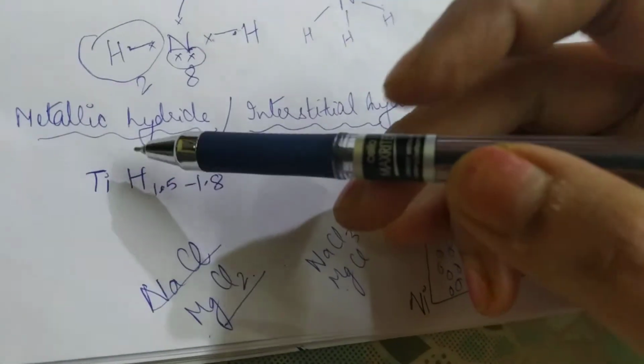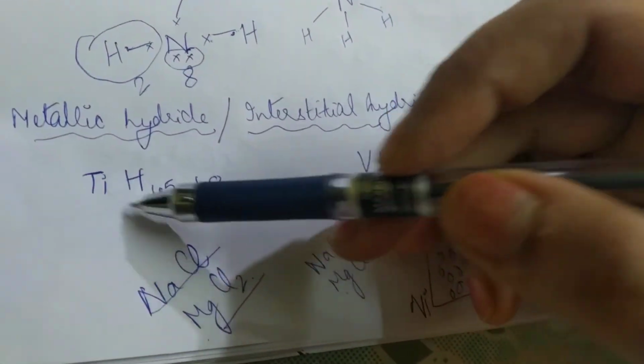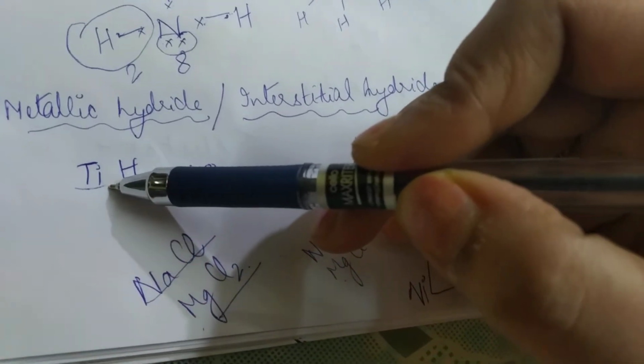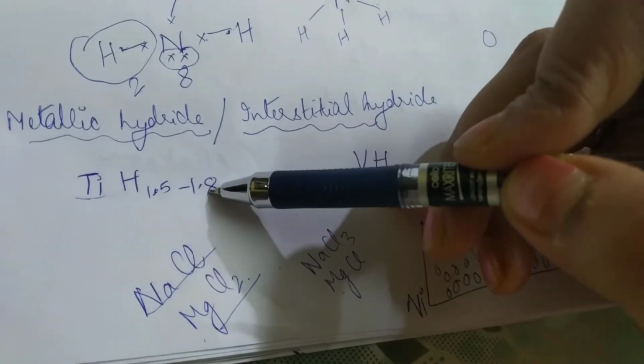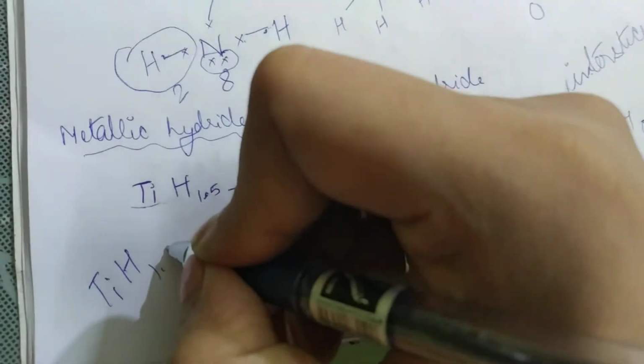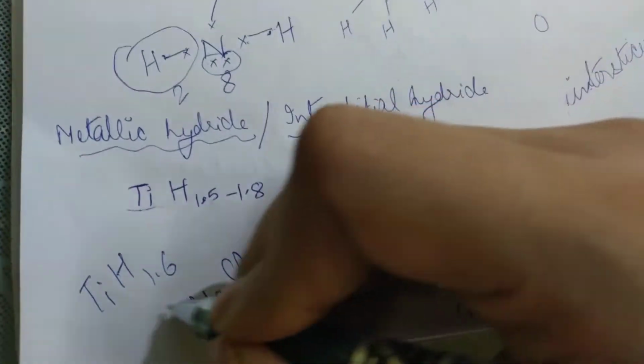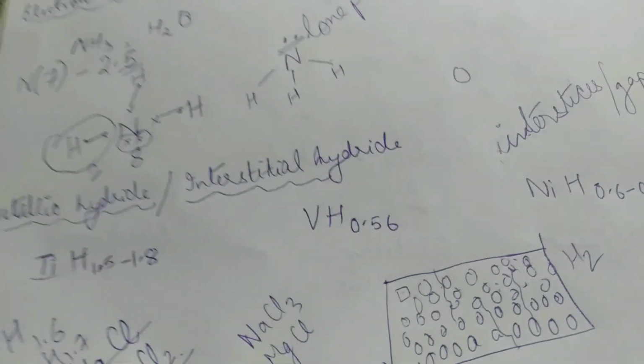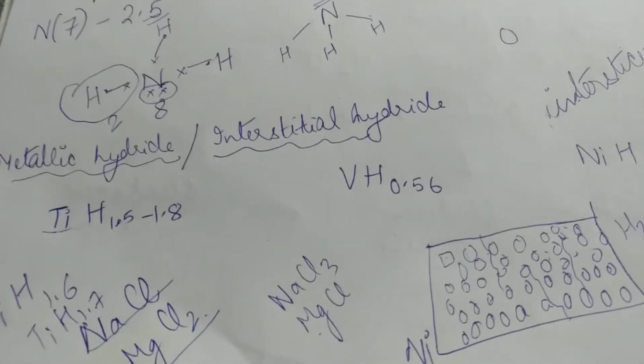In metallic hydrides, a definite stoichiometry is not followed. As you can see, Ti refers to the metal titanium, and the hydrogen is in the ratio of 1.5 to 1.8. At one point of time we can write the titanium hydride formula as 1.6, at another point of time as 1.7. Why? This depends upon how much hydrogen has been absorbed by the metal surface. Understood? So these particular formulas are non-stoichiometric.